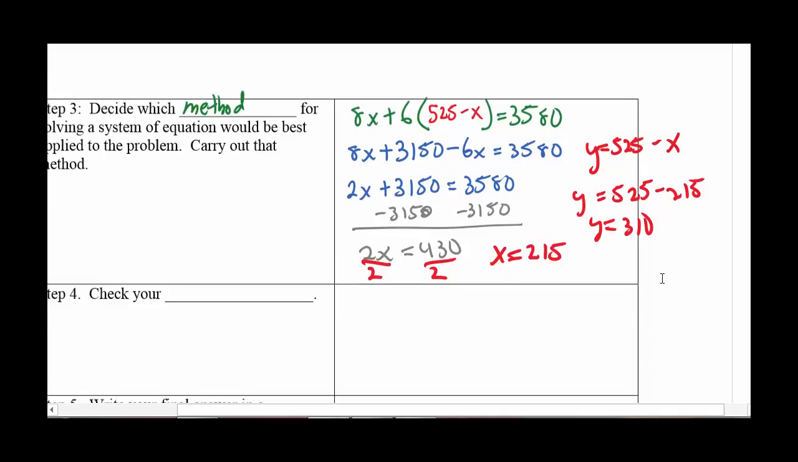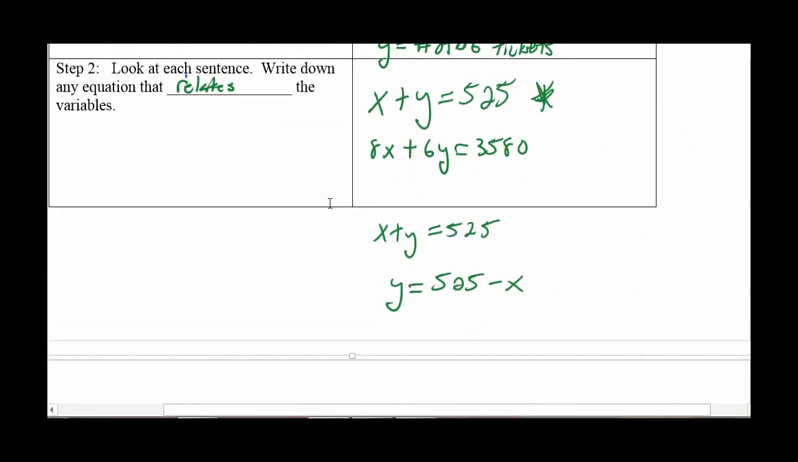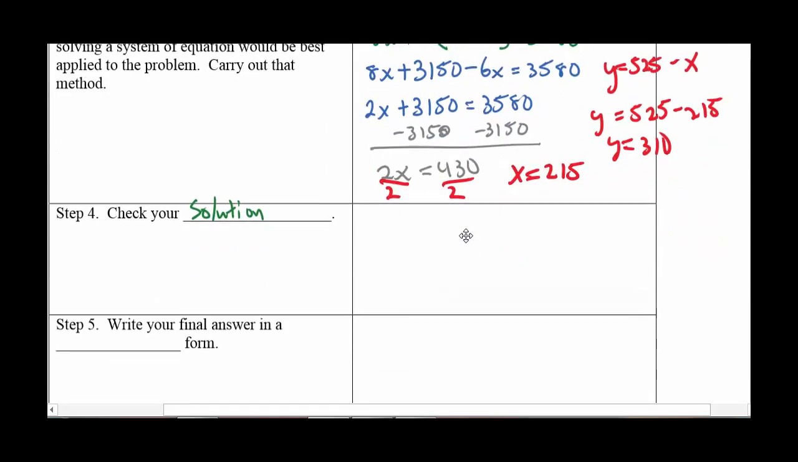Okay, so that brings us to the next step. Step 4 is to check your solution. I'm going to go back and show you what I'm talking about here. Looking at the two equations, I leaned heavily on x plus y equals 525 to get my two numbers. So if I want to really honestly check it, I'm going to go with the other equation that I did use at the start, but haven't used in a while. It would be the 8x plus 6y equals 3,580. And technically it should work in both.